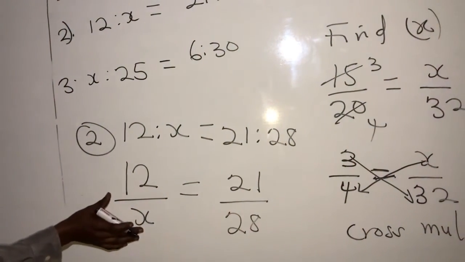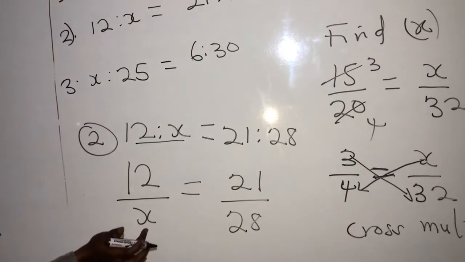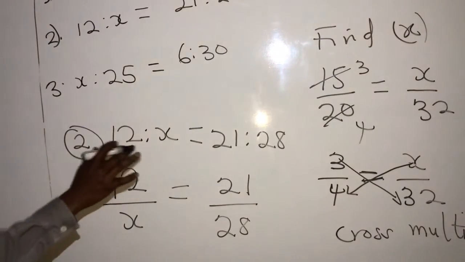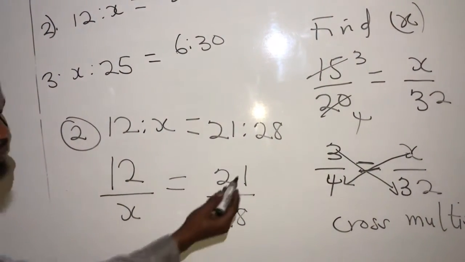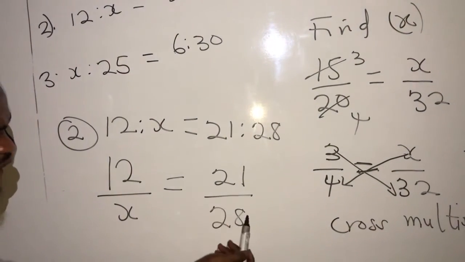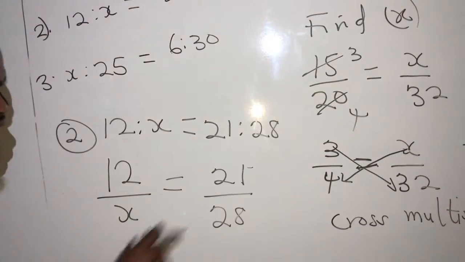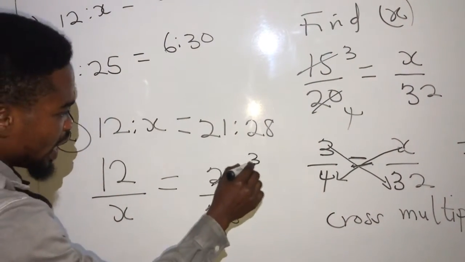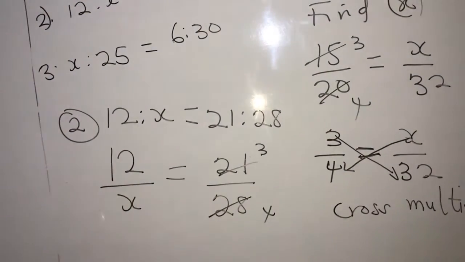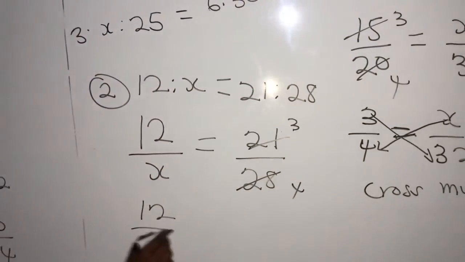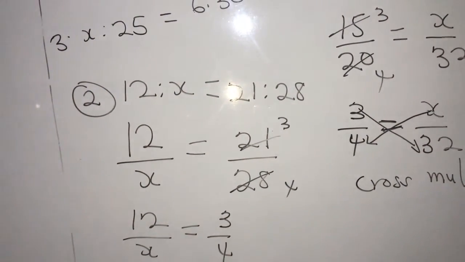So this is how we express ratio. It can be written this way or the other way. Right? So we move on to the next one. Now I look for a number that can reduce 21 and 28. Which number is that? 7. 7 goes here, 3. Goes here, 4. So I come here. 12 divided by x equals 3 out of 4.